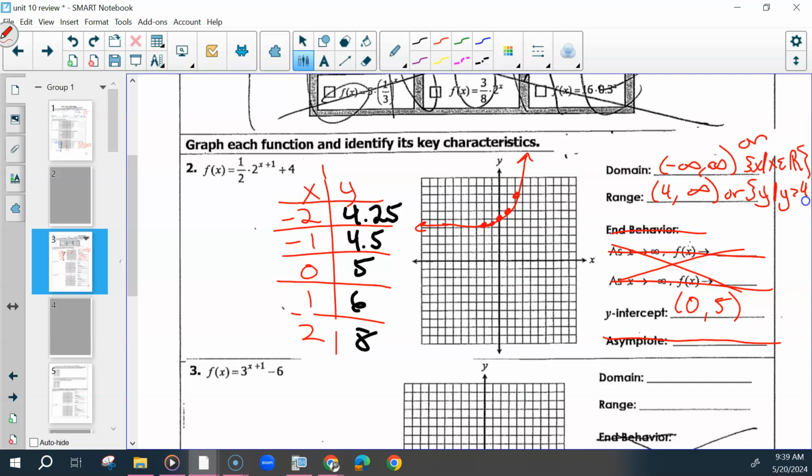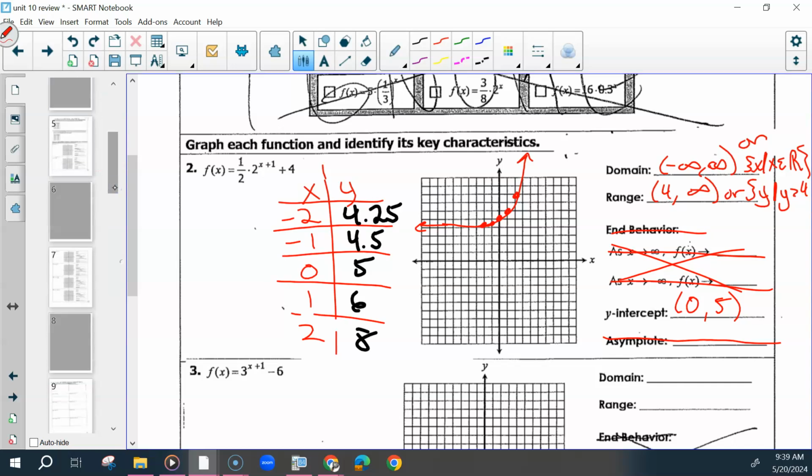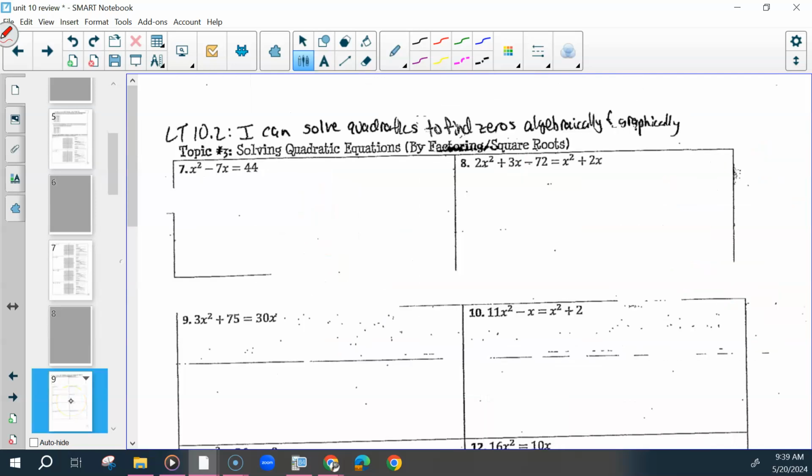We're going to skip the 2 questions on the top of page 3 and go to page 5 first, and then come back and do any perfect basket questions. So all of your solving quadratic equations by factoring. Are there any of those that we have questions on?